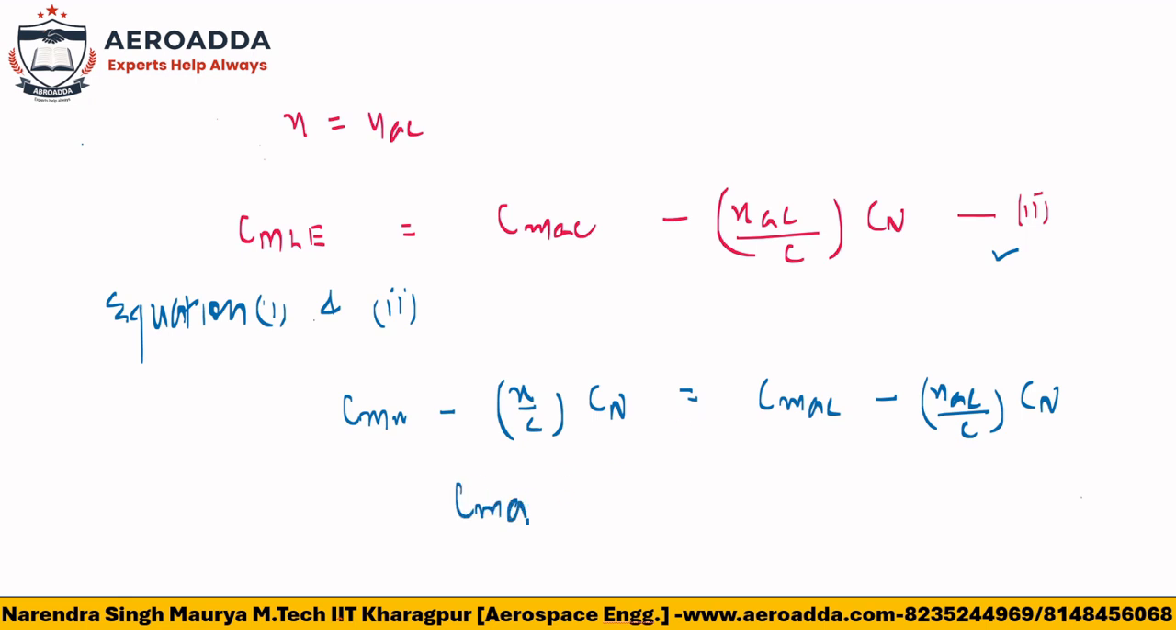Concentrate on the CMAC. What will be the CMAC then? CMAC is nothing but CMX, and you put x ac by c this side, so you will have x ac by c minus x by c, which is nothing but, in bracket, CN. Correct? So this is the formula you have here. This is the pitching moment coefficient about the aerodynamic center.